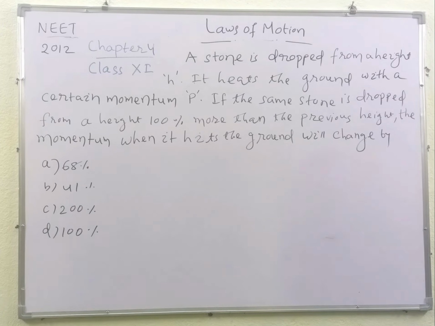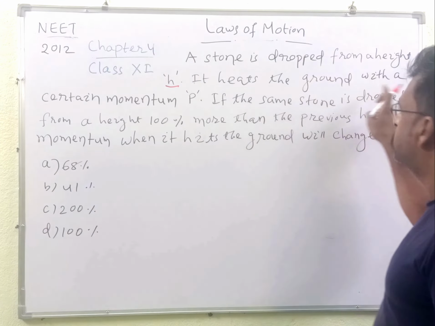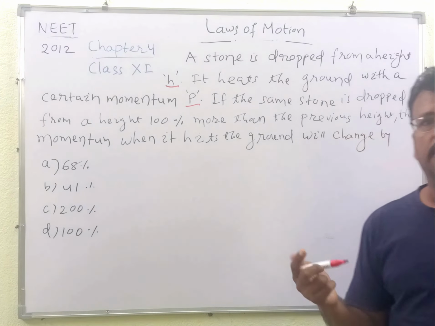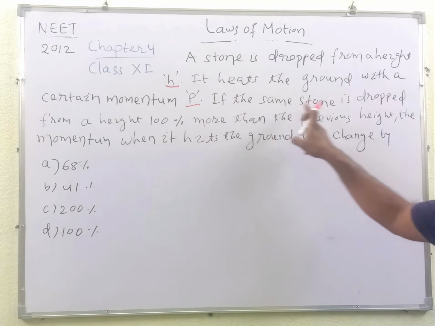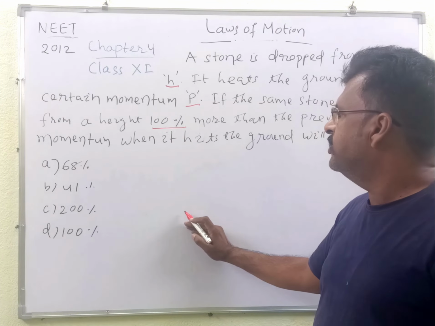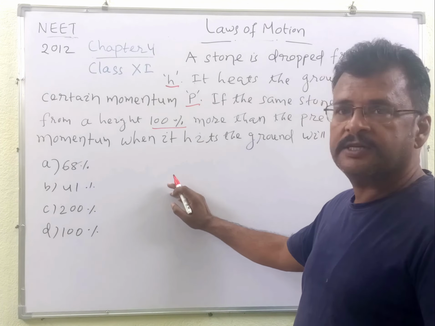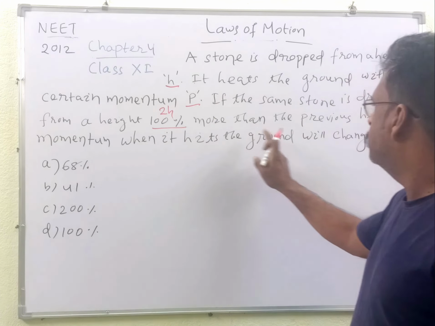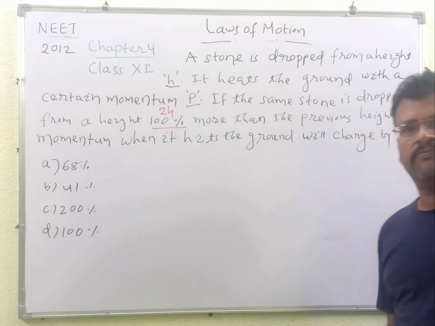What is given? The height is given as h and the momentum is given as p. There are two situations. First, when the height is h, the momentum is p. Then the height increases by 100%. That means the height in the second situation becomes 2h. And what is the change in momentum? We have to find out.